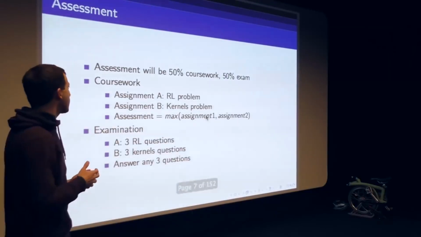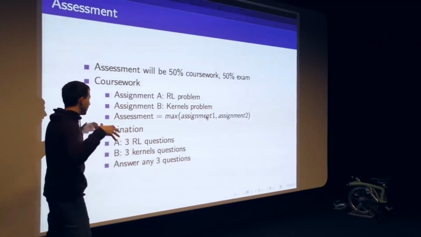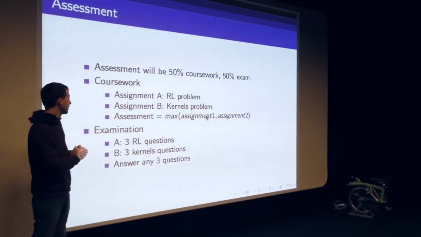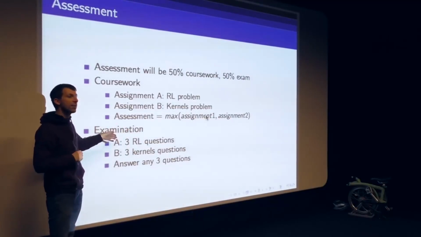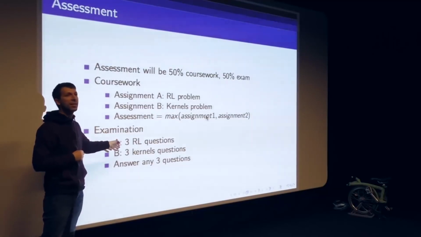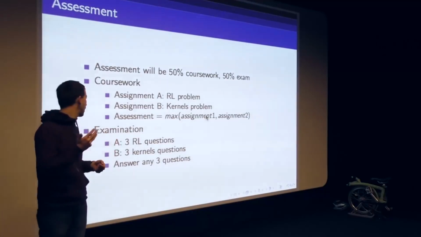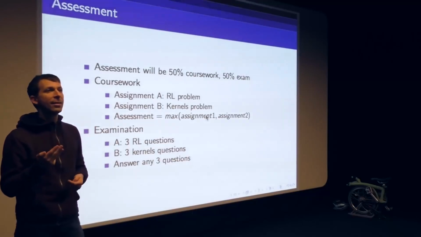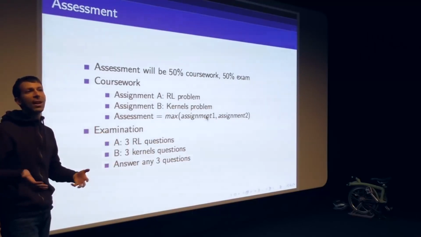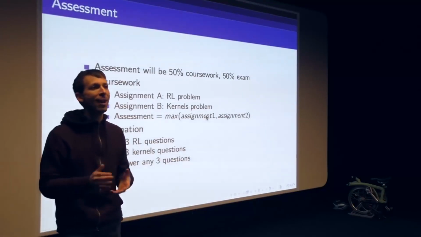And in the exam, the way that we get around this issue of having two half classes is that there are 3 reinforcement learning questions in the exam and 3 kernel methods questions in the exam, and you can choose any 3 to answer in the exam. So if you do study for both parts, you have the flexibility of choosing amongst them.